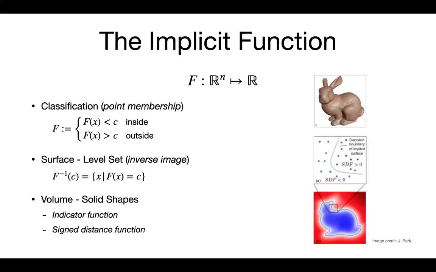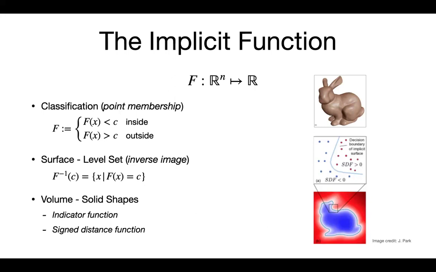So starting with the basic concepts, let's understand what the implicit function is. The implicit function for our representation of 3D shapes is an extrinsic function of the ambient space R^n that has values in R. And in that sense, this function is a point membership classification function because it classifies points of the space.